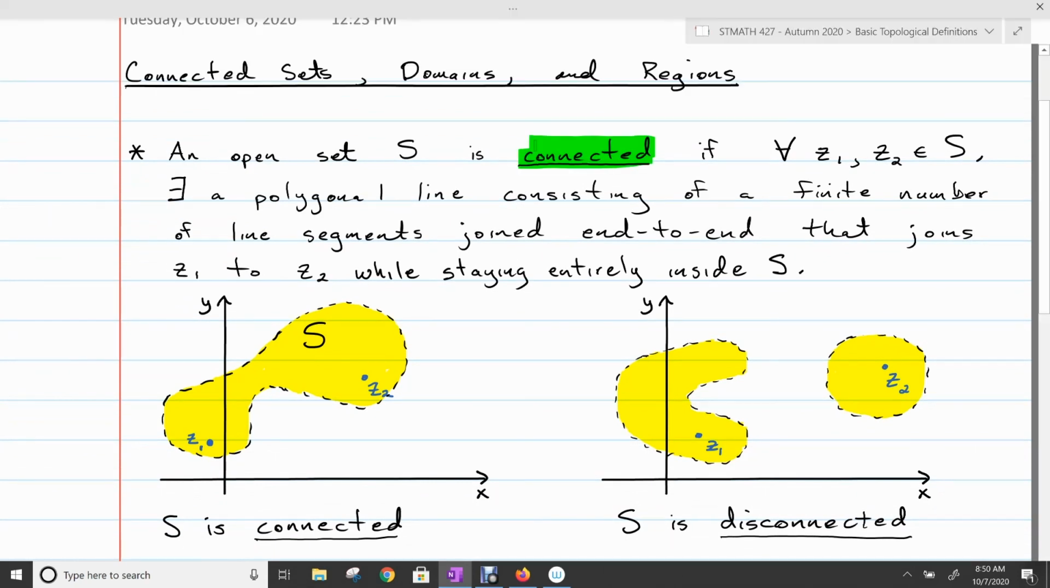To that end, the first concept that we want to talk about is the idea of a connected set. So the idea of a connected set is that it comes in one piece. It doesn't come in several disconnected pieces, right? So the way we can describe that formally is to say the set is connected if for any pair of points z1 and z2, you can find a polygonal line consisting of a finite number of line segments joined end to end that joins z1 to z2 while staying entirely inside of the set S.